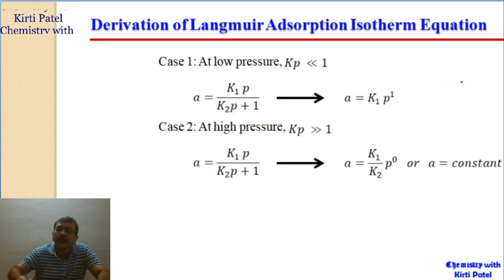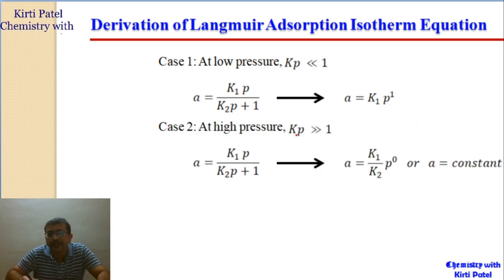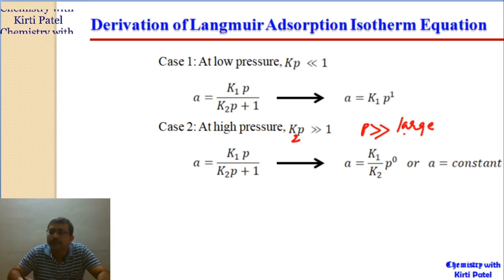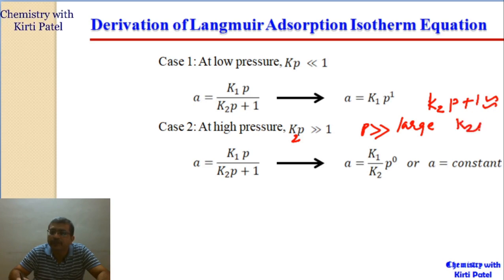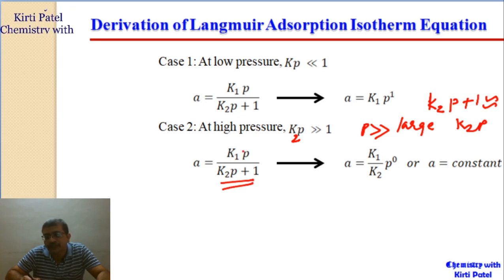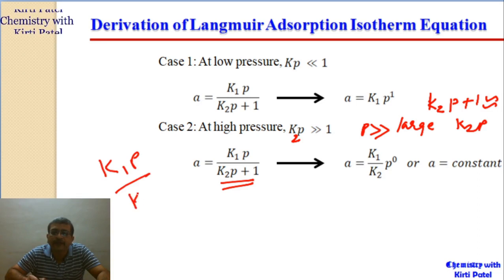In case 2, what happens at high pressures? At high pressures, K2 into P is much higher than 1 because the pressure value is very large. So K2P will be larger than 1, and so we can assume that K2P plus 1 is approximately equal to K2 into P. So here the denominator will be K2 into P, and K1 into P divided by K2 into P, where P gets cancelled.